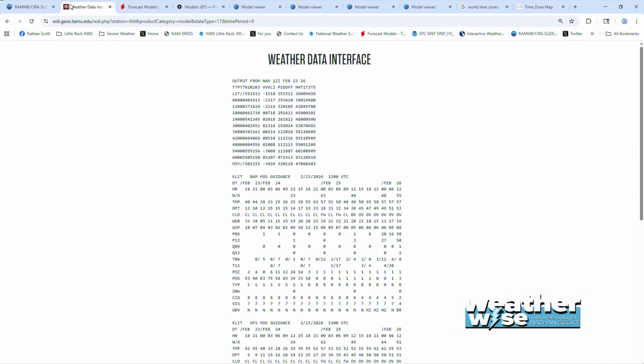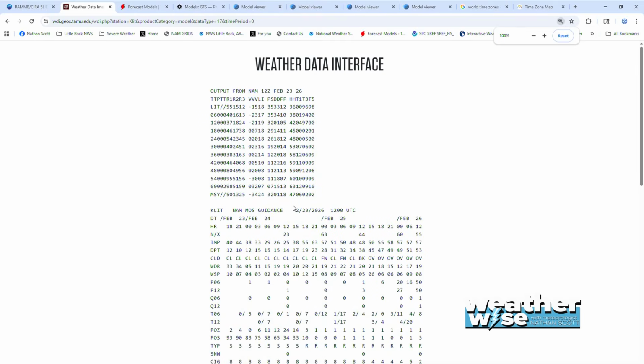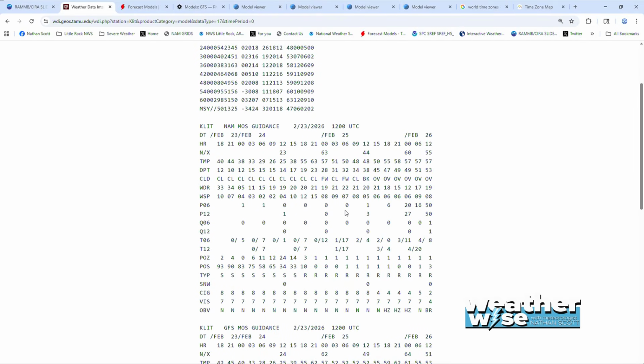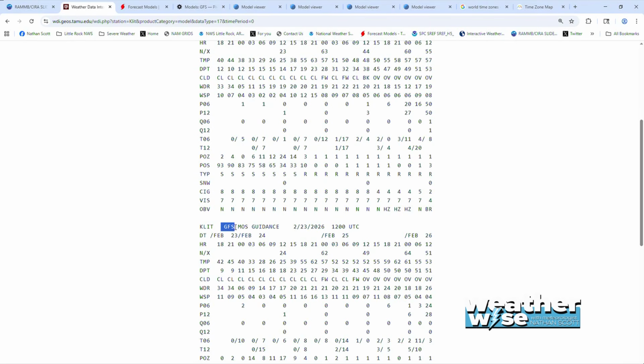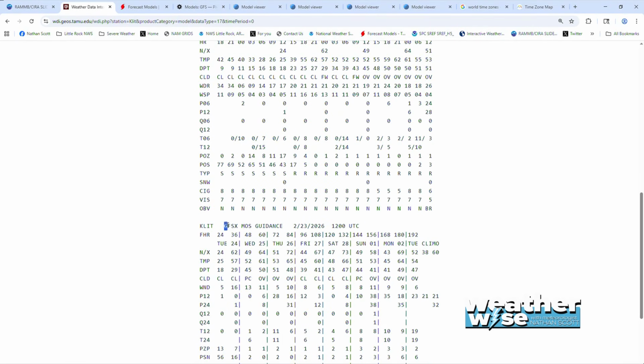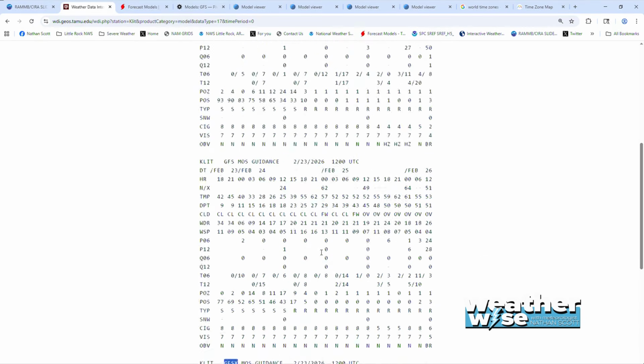But let's just say it's a quiet day. So this is the first thing I look at. And this is a lot of numbers on here, and I realize that. But all these numbers tell different information. So first thing, KLIT, that is Little Rock. This is the NAM model. This is the GFS model. And then you pretty much have a condensing of the model here within the GFS, and that goes all the way out to the next 7 days.